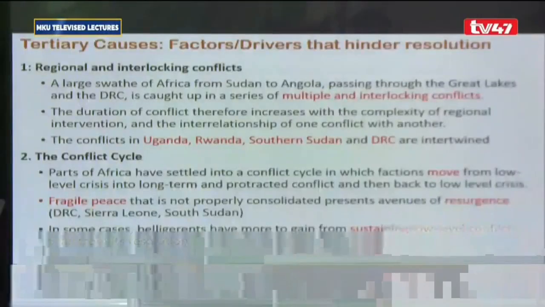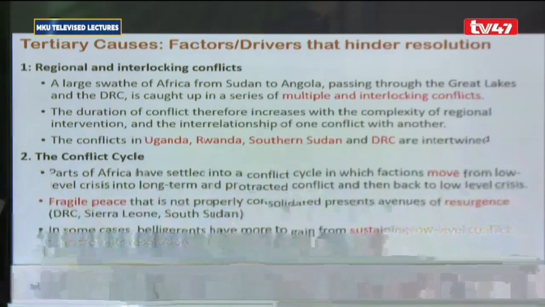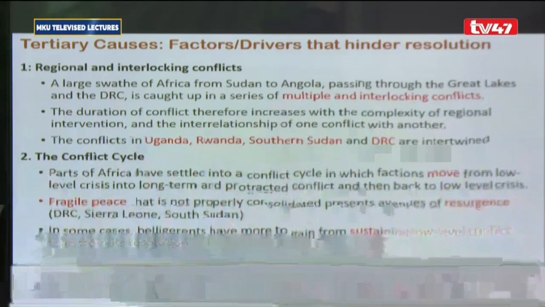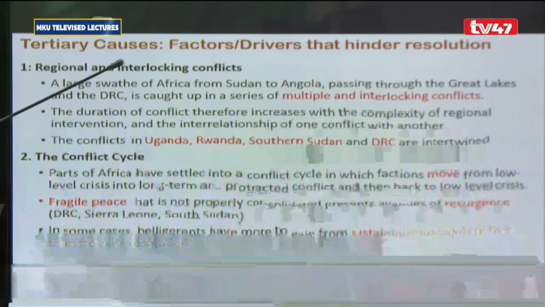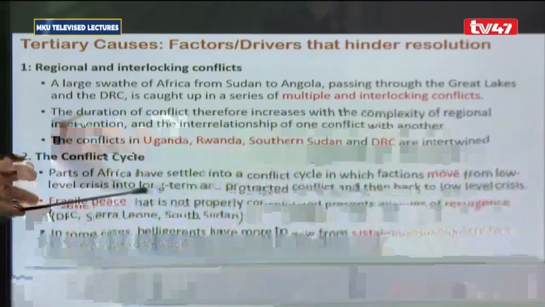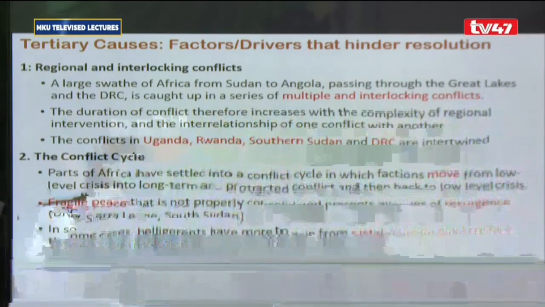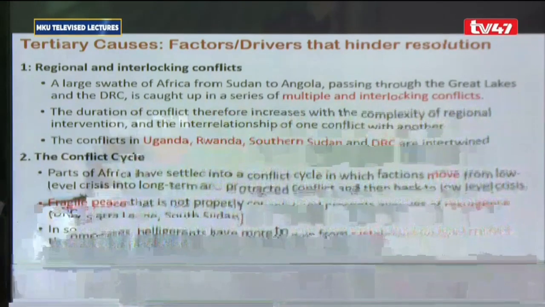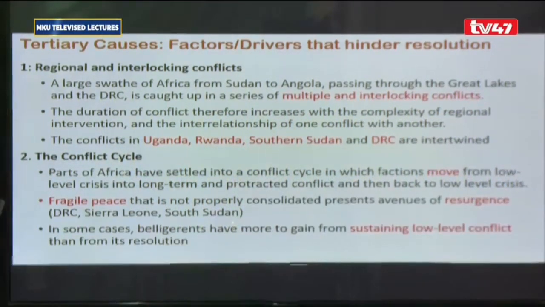These are factors that do not necessarily cause the original conflicts, but when you have a conflict, efforts to resolve it are compounded by these tertiary factors. One is regional and interlocking conflicts. In Africa, for instance in the interlacustrine region, Rwanda, Democratic Republic of Congo, Uganda, Southern Sudan, these are countries where a conflict in one area is affected and intertwined with conflicts in other parts.